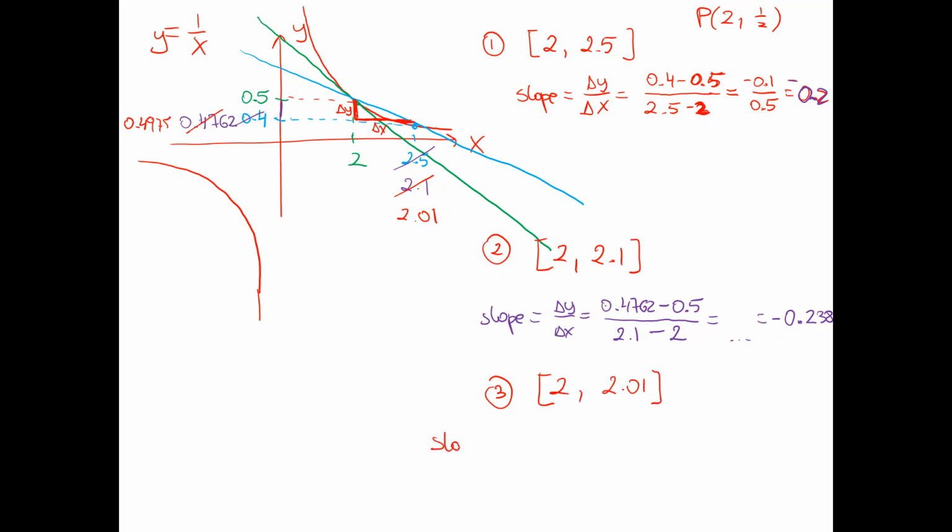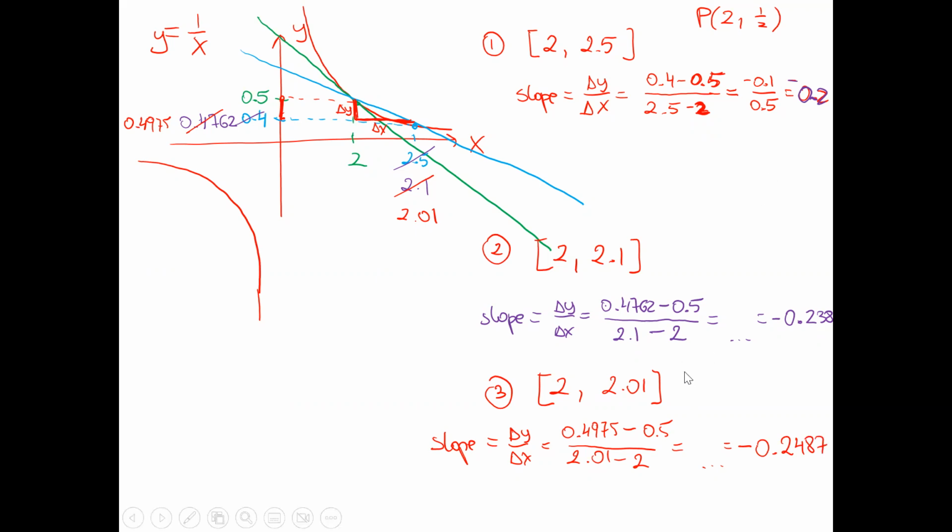Okay, so we will calculate slope. Again, changes in y, changes in x. Now we have 0.4975, still minus half because it's that distance. And then the value of x is 2.01 minus 2. And when we use calculator, the slope is -0.2487.